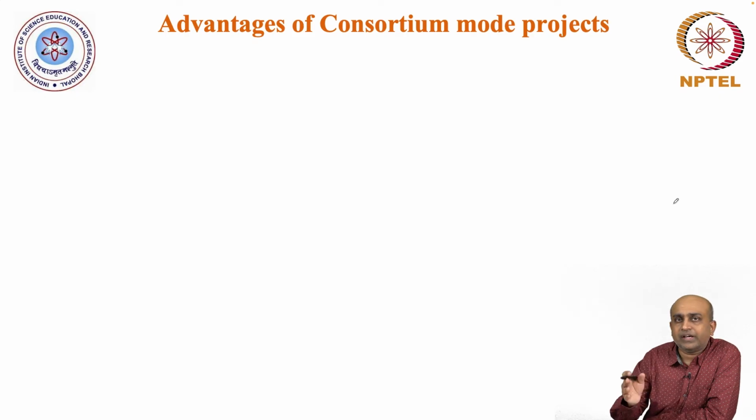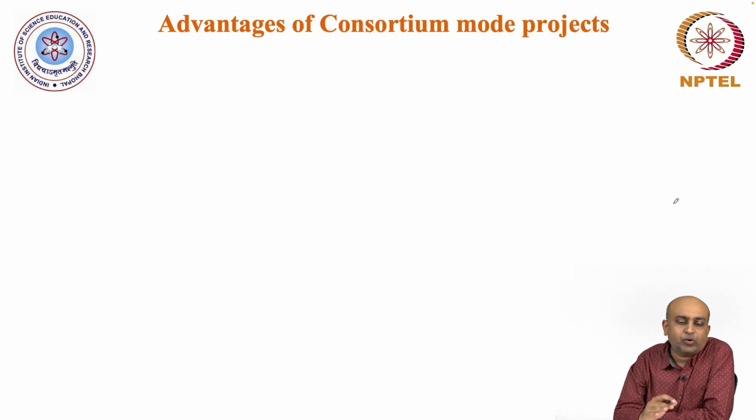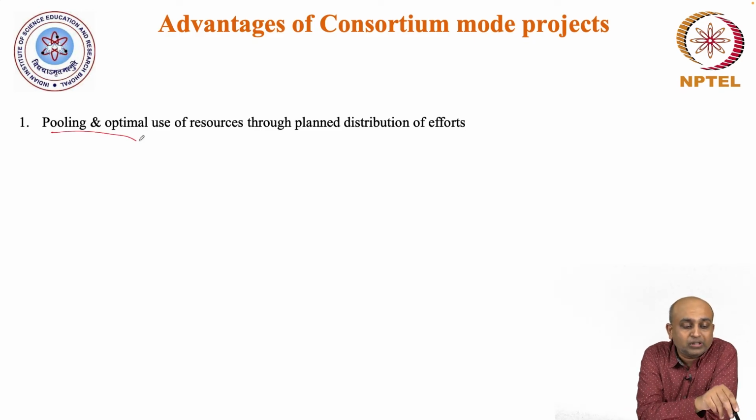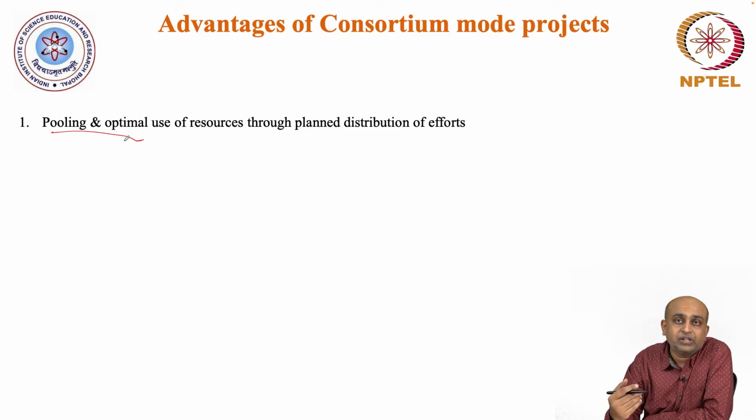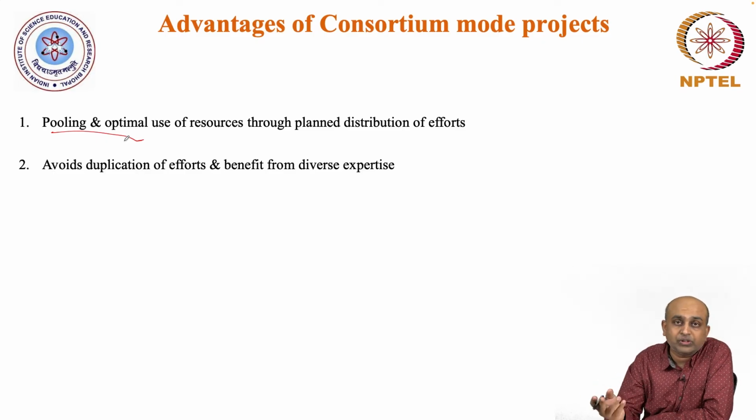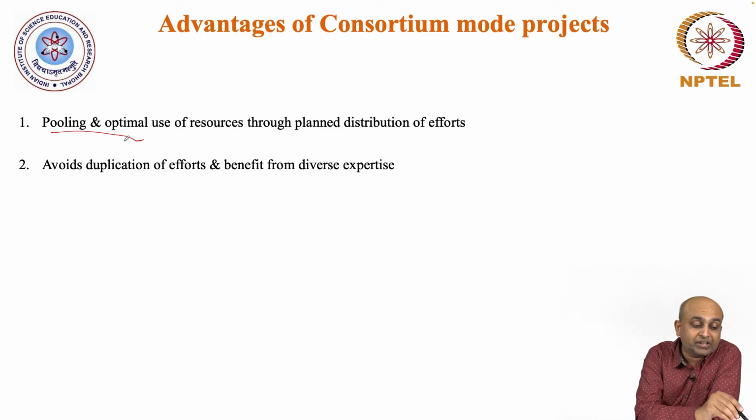Right, so let's wrap up. Of course there are many advantages like this for consortium mode projects. For example, you pool resources, then you can use the resources optimally, you can plan how the efforts are distributed, so you can assign tasks to whoever is good at them, and you can take advantage of the expertise of the different individuals or entities that are involved. And the main thing is you can avoid duplication of effort, right?